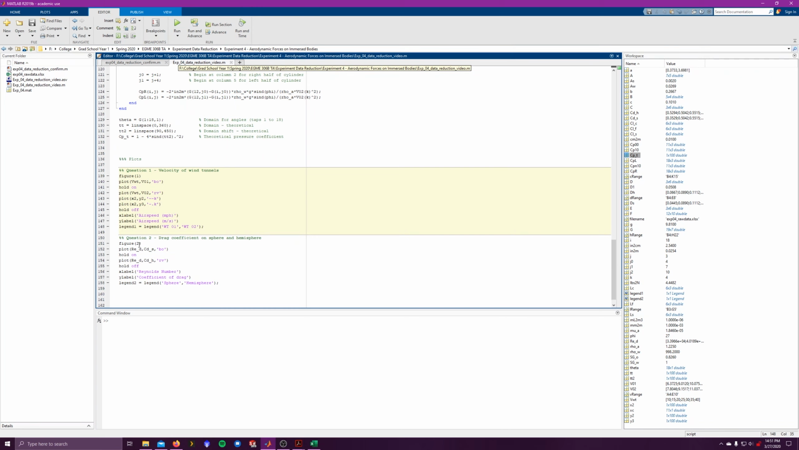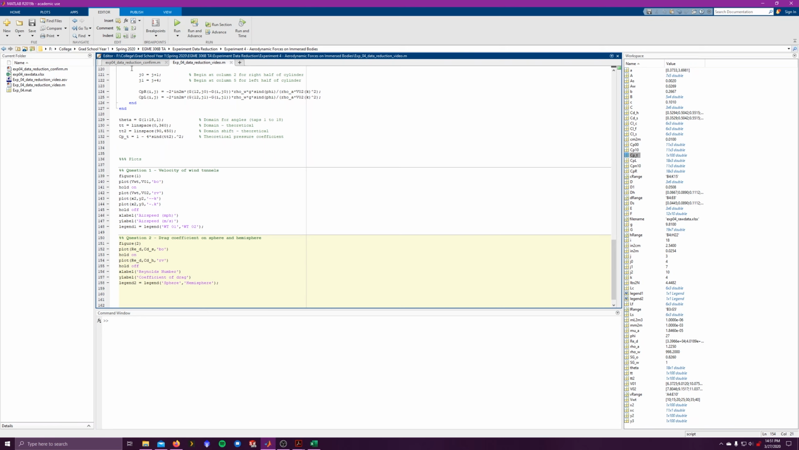And you can actually put that in a Word document. Okay, question 2, drag coefficient on a sphere and hemisphere. So we have to plot that against the Reynolds number that we calculated. So I have Reynolds number against the coefficient of drag for the sphere, and then Reynolds number against the coefficient of drag for the hemisphere.